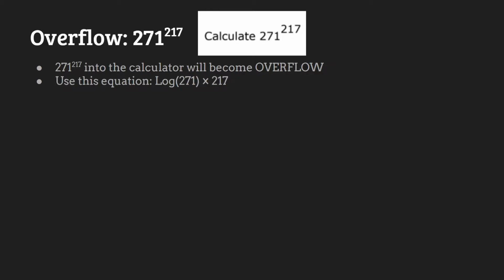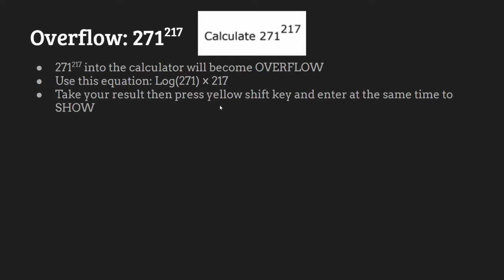So to counteract this, we're going to use this equation: log of 271 times 217. As you see, we're going to put the whole number portion into the parentheses and log that, and then we're going to multiply this log by our exponent, which is 217. Once you do that, take your result and press the yellow shift key and enter at the same time to show my answer.